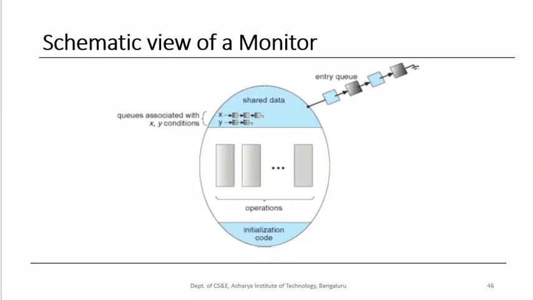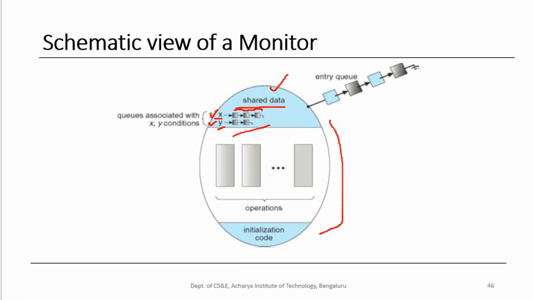Okay, whatever I have told you verbally, the same thing has been shown here visually, right? Now you have shared data. This oval shaped thing is a monitor. You have shared data and condition variables. Here there are two condition variables and some of the processes are waiting on those condition variables. There are three processes waiting on condition variable X and there are two processes waiting on Y.